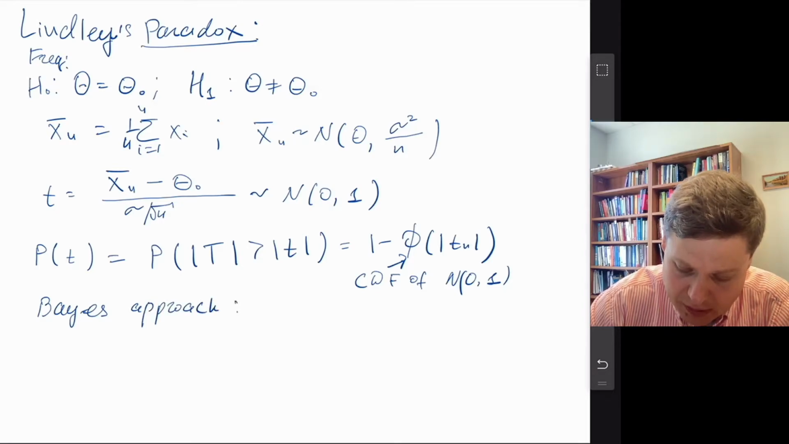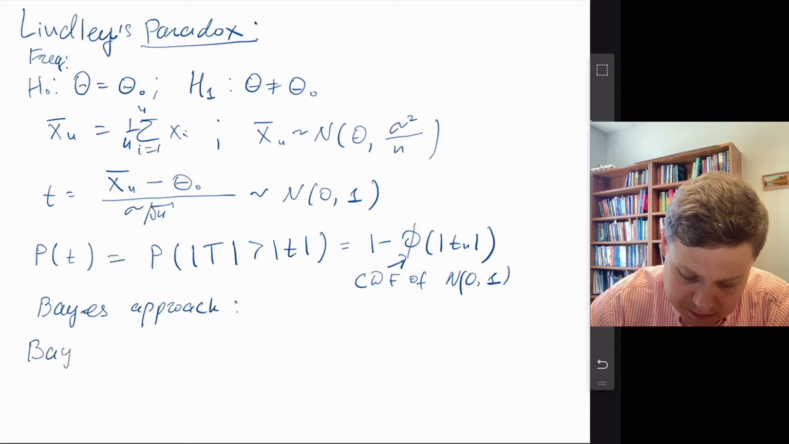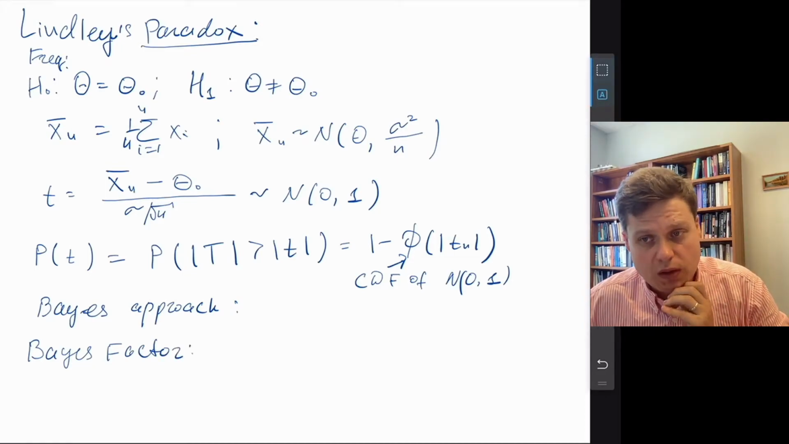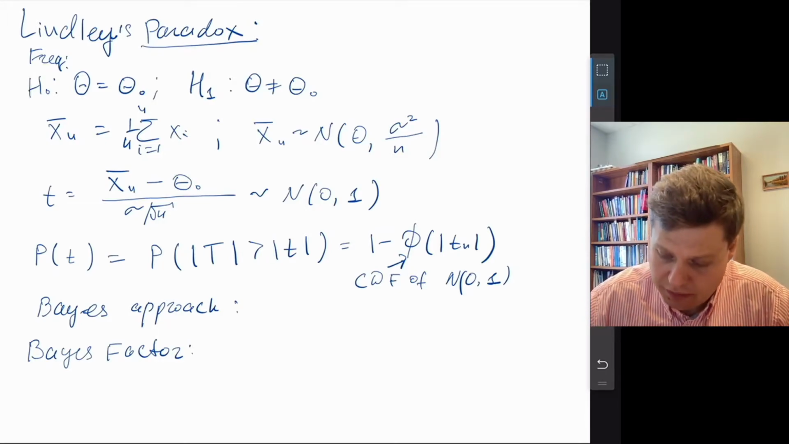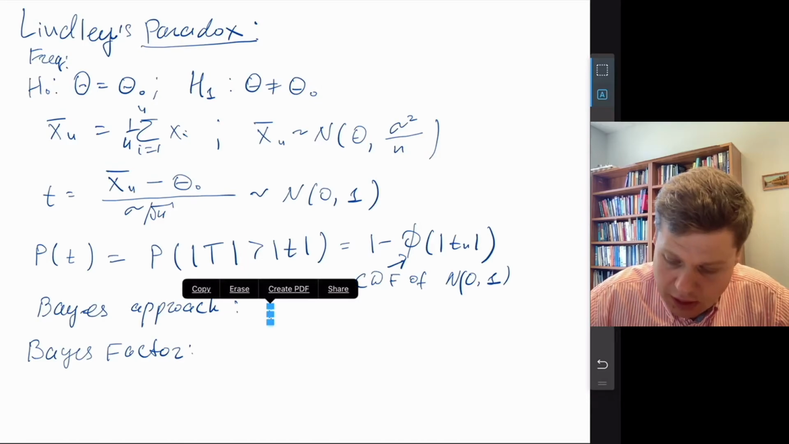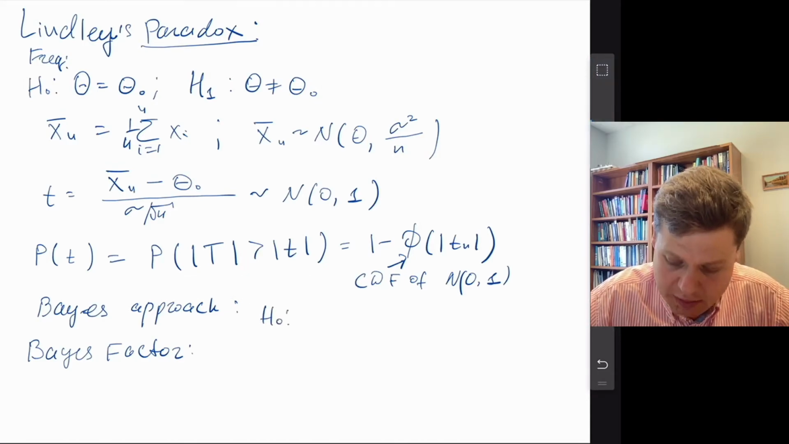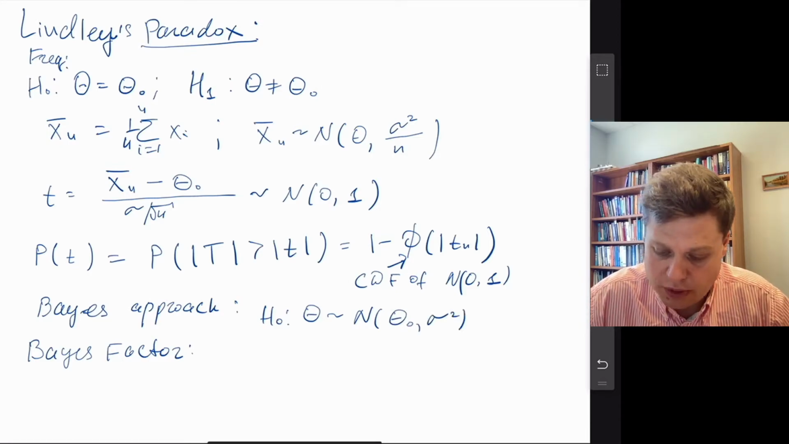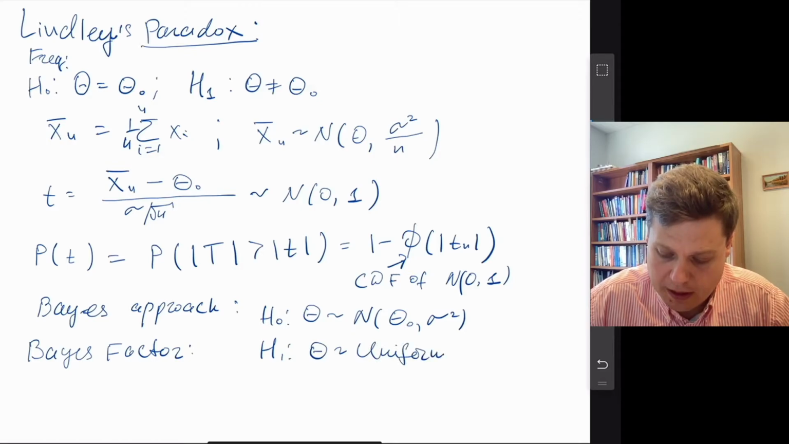The Bayesian approach relies on what is called the Bayes factor. Remember, the Bayes factor is the ratio of the likelihoods, and in this case, it's going to be the ratio of the marginal likelihoods of two alternative hypotheses. So you have the null hypothesis, and let's say under the null hypothesis, the prior on your parameter theta is normal, so it follows a normal distribution centered at some value theta 0 with variance sigma squared. And then you have the alternative hypothesis, which has an uninformative prior, so it's uniform.